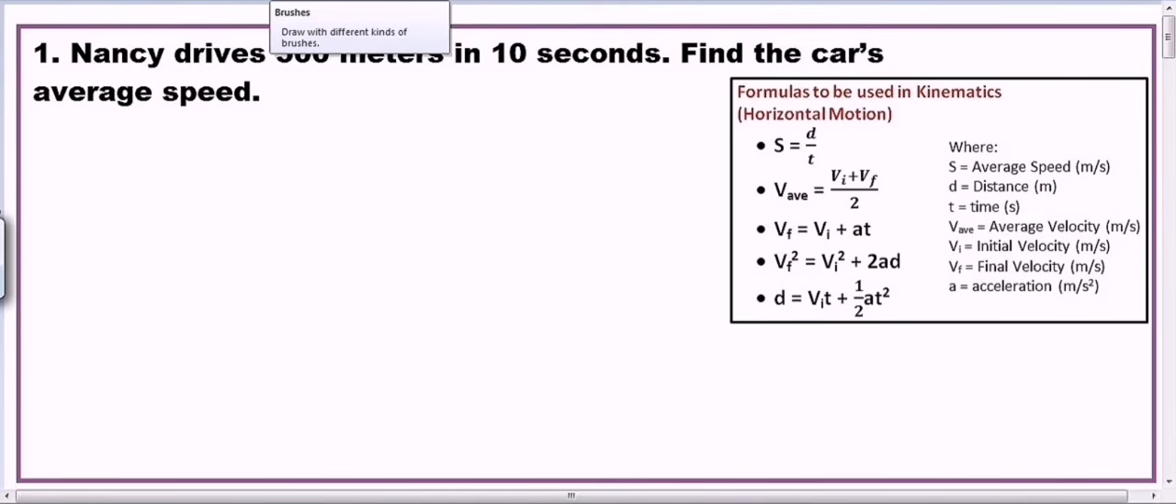So there are 5 different formulas. So ang S dyan, ang ibig sabihin yan is average speed, D is the distance, T is the time, VAV is the average velocity, VI is the initial velocity, VF is the final velocity, and A is for acceleration. Ang tatandaan nyo dyan guys is yung units. Kasi madaling mag-identify ng given by looking at the units.